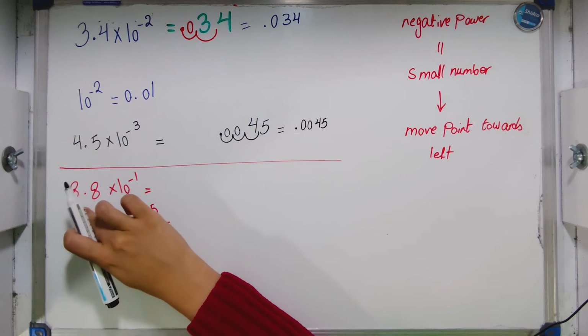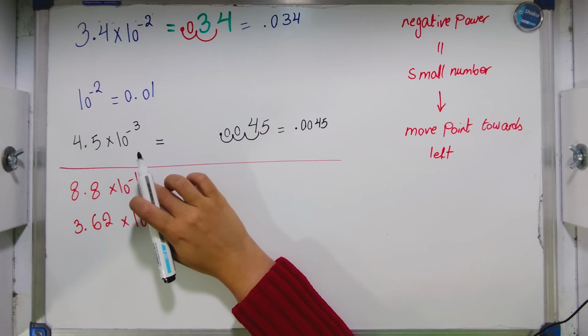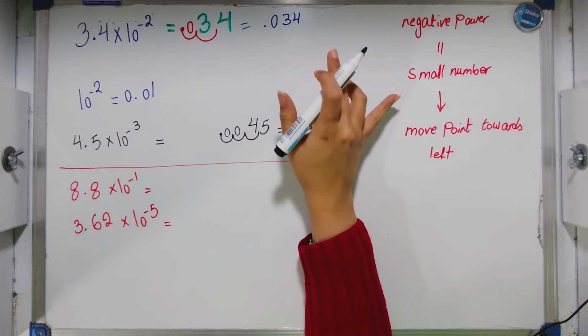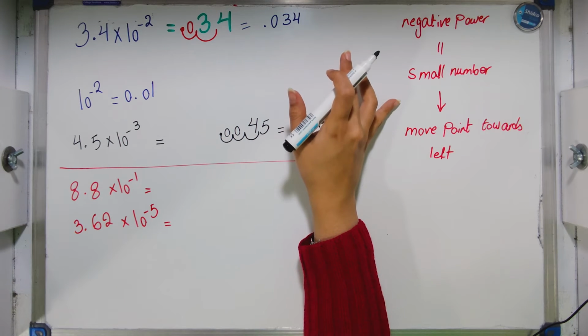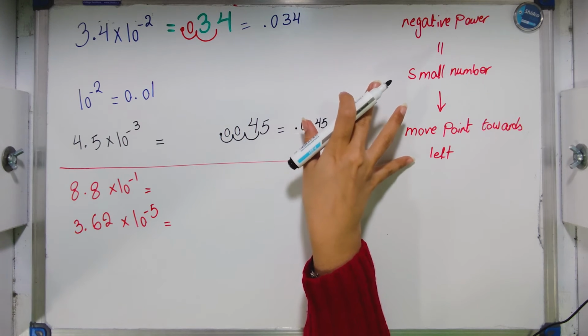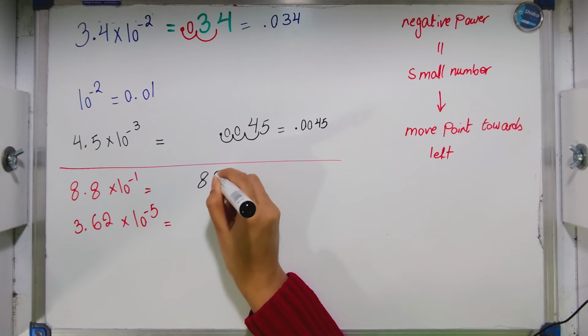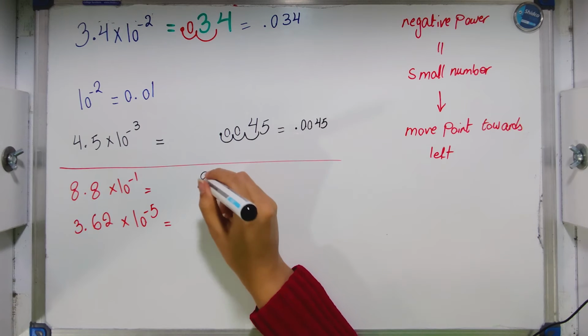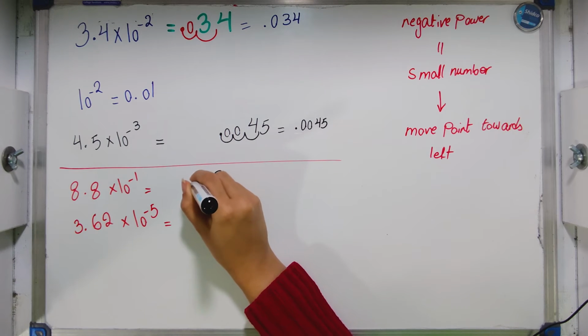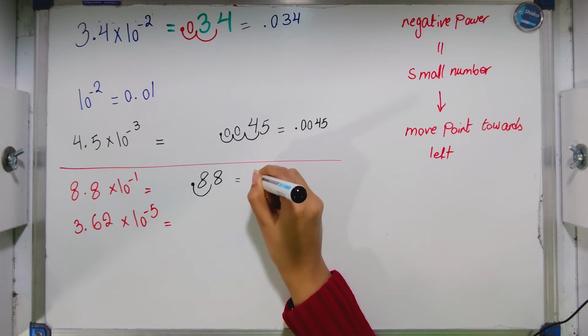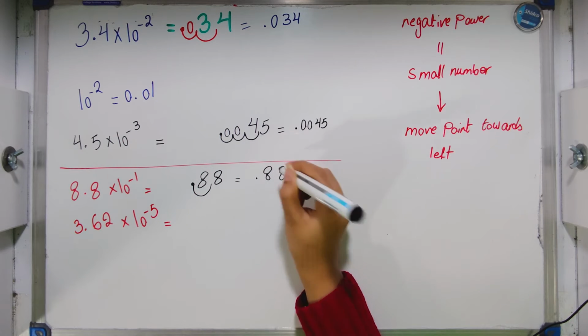So first I check that the power is negative, so I'm making my number smaller than before, and I have to move the point towards the left. So I write 88 here, by 1. First the point is here, so I put it here. My number will be 0.88.